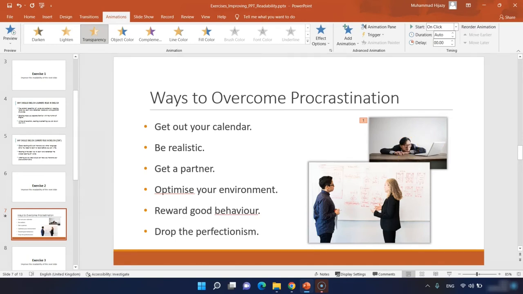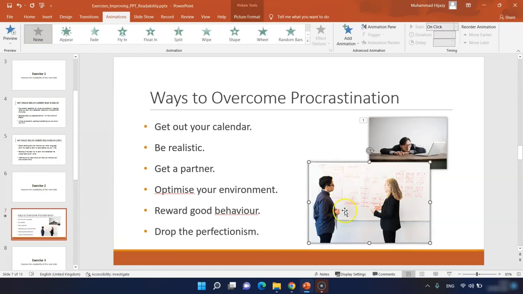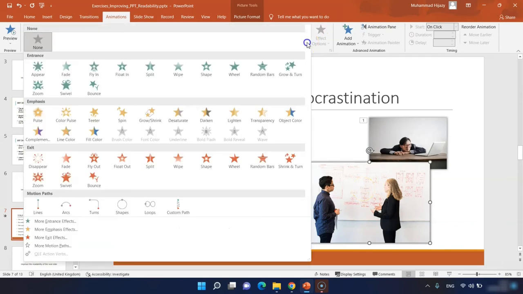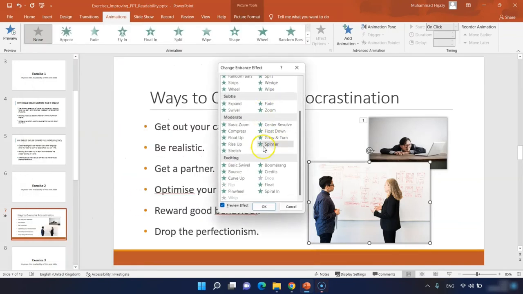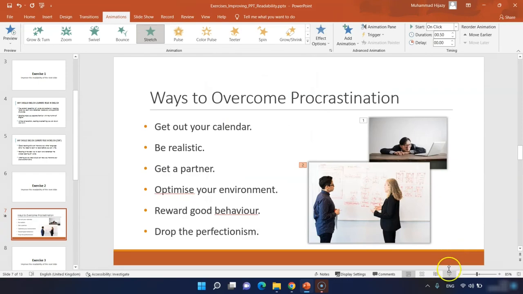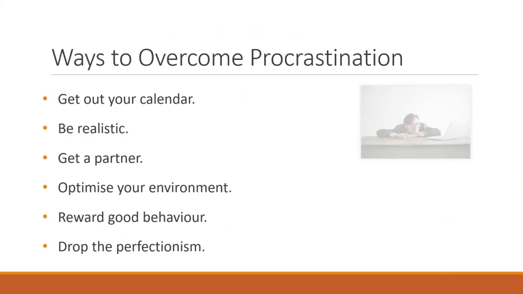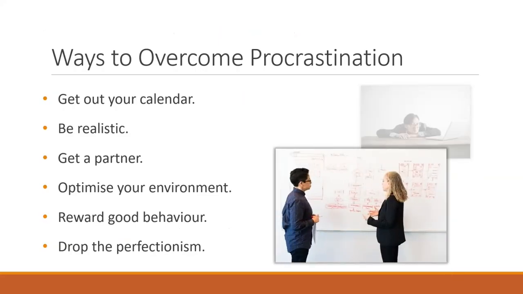Then the second step, I'm gonna make this image enter the slide. So I will go there and then I will go to enter image, maybe more entrance effects. I see if I can choose something nice. Stretch is very nice here. And then I click here. So let's try it now here. You can see. Okay, good.